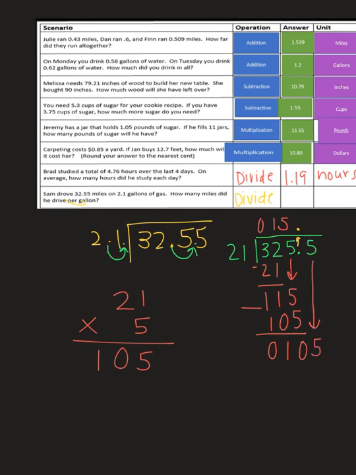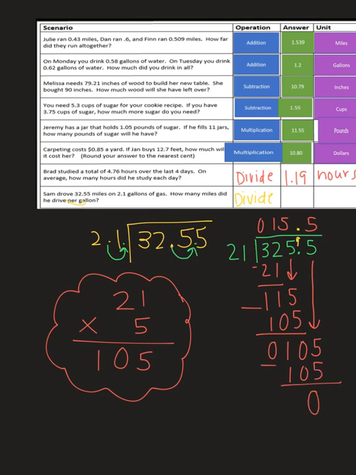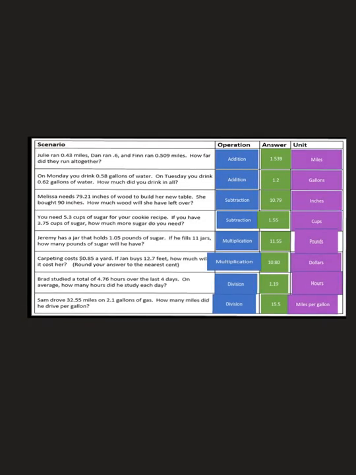Well, what's great about this is I'm left with 105, and I just figured out that 21 times 5 is 105. So I can put another 5 up top, and we will subtract perfectly to be left with a 0 and nothing else to bring down, which tells me my final answer is 15.5, and they asked how many miles did he drive per gallon. So I'm going to put MPG for miles per gallon, but your little tile at the bottom should say miles per gallon. All right, and this would be your final answer.